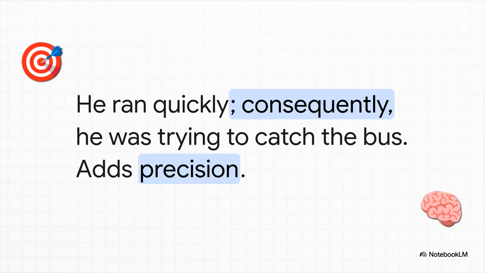Wait a minute. Let's think about that. Consequently means as a result of. Is trying to catch the bus the result of running quickly? Not really. It's the reason, right? See, this is actually a perfect example of how important this tool is. A much better fit would be something like, he missed his alarm; consequently, he had to run for the bus. Now that makes sense. It shows you've got to pick the exact right word to build the right logical bridge between your ideas. It's a powerful little tool.